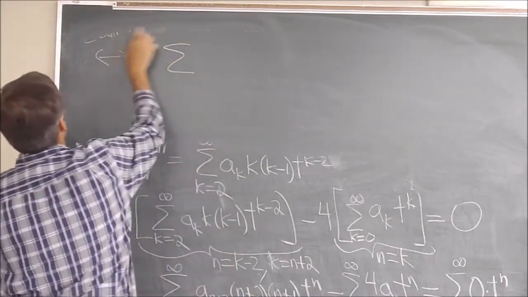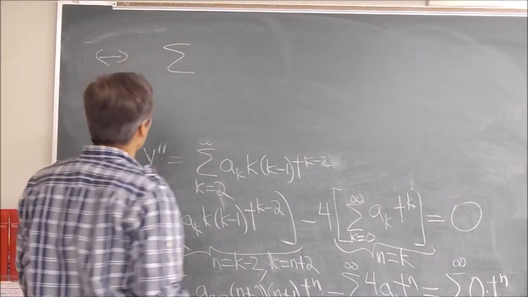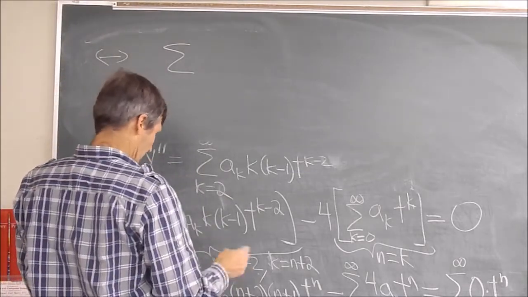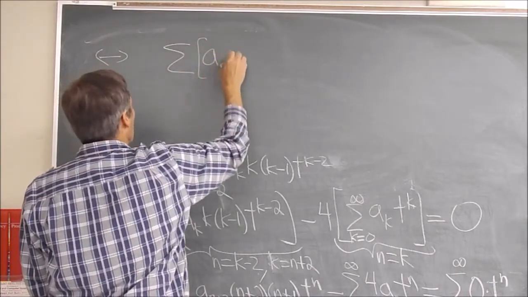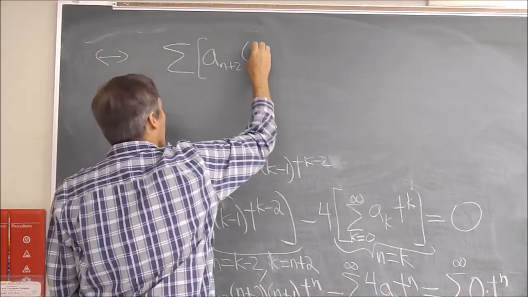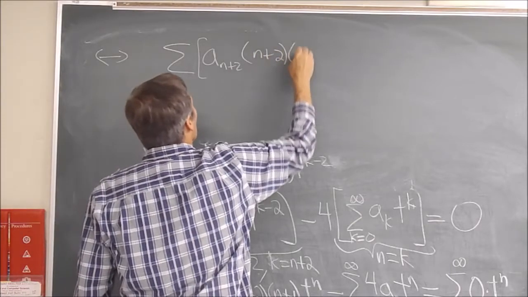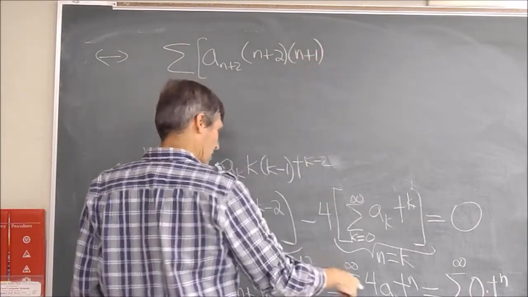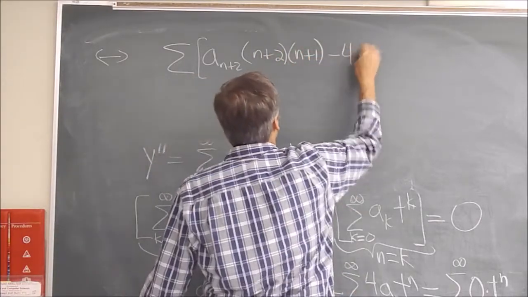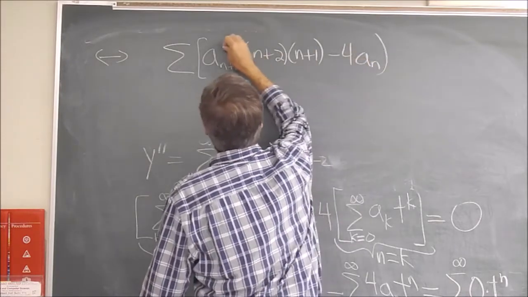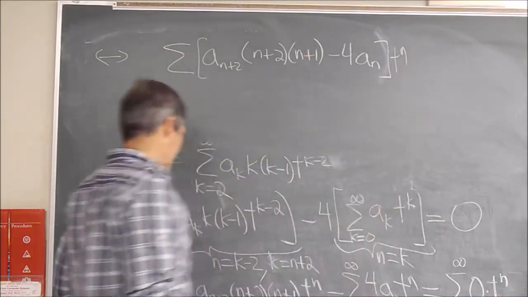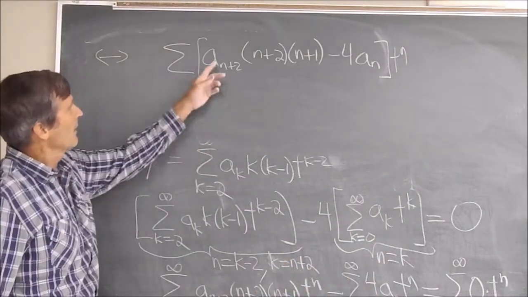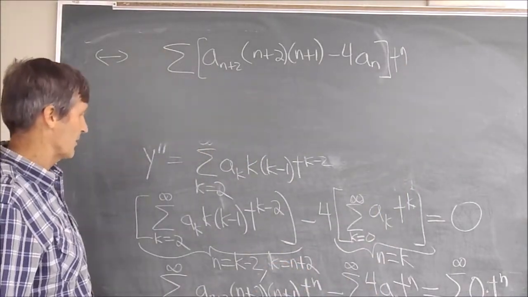Whenever you have convergent power series, you can combine them term by term like that. So we'll combine this and say this is a(n) plus 2 times (n plus 2)(n plus 1) minus 4a(n), all multiplied by t to the n. That's combining these first two series into one. This is the theorem that we just erased here.